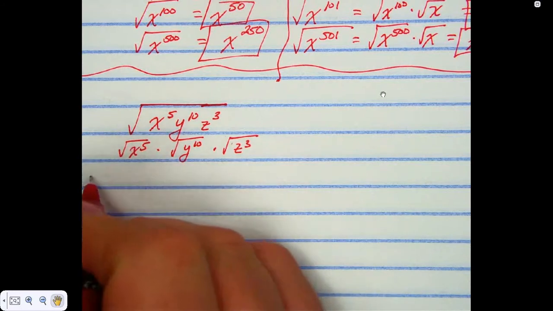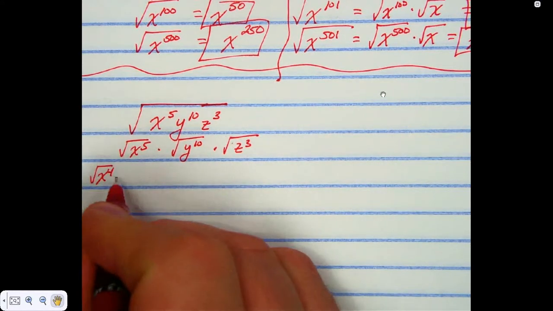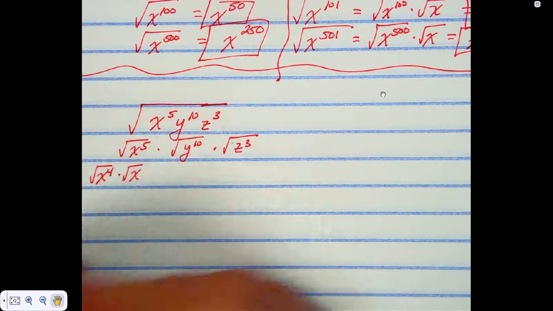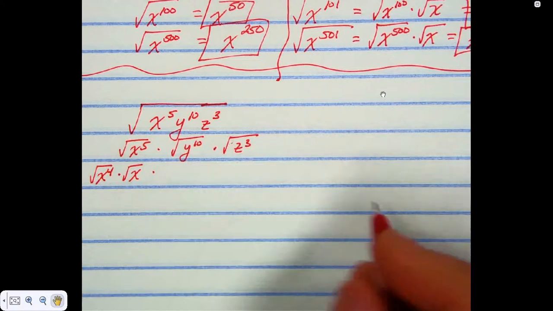X to the fifth, I'd break that up into square root of x to the fourth times square root of what? Y to the 10th.